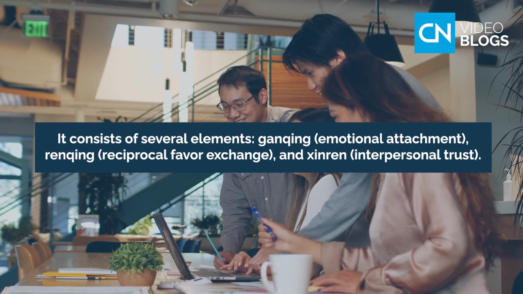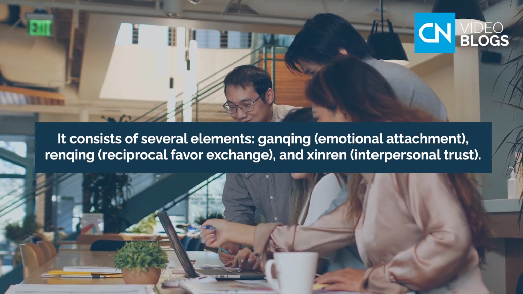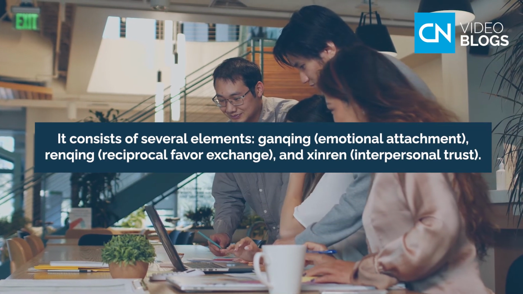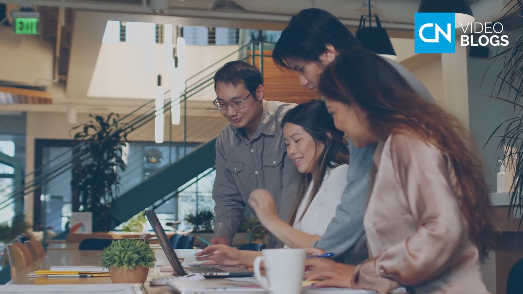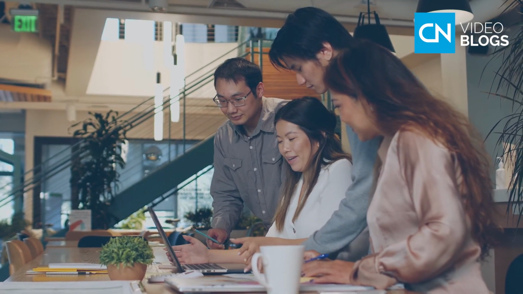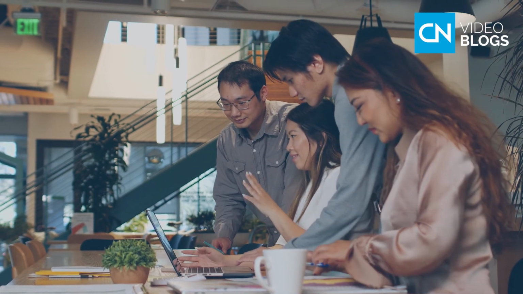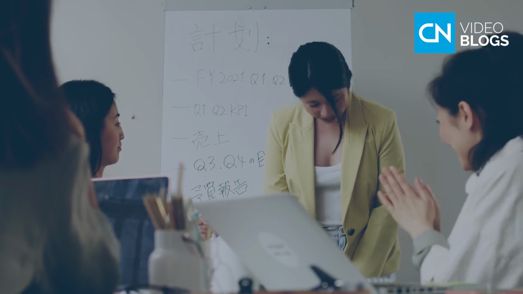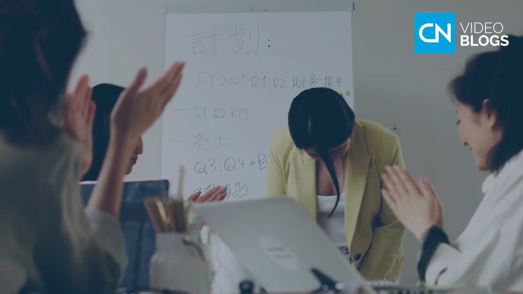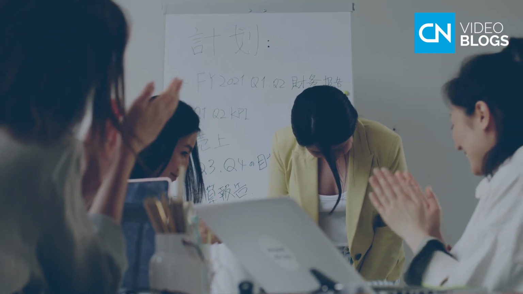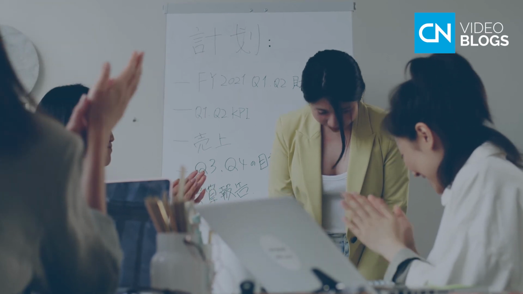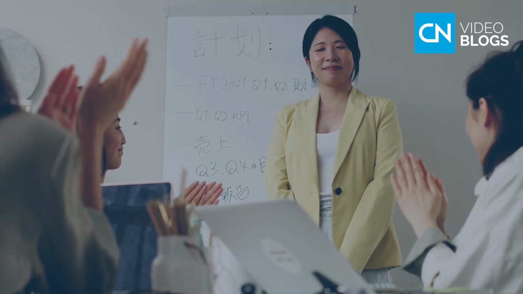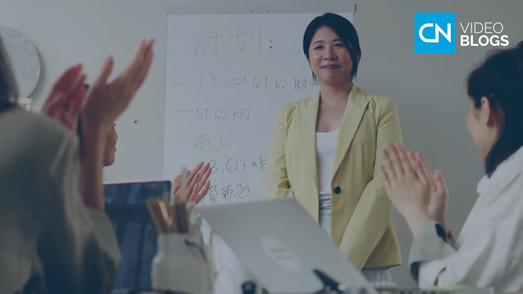It consists of several elements: ganqing, emotional attachment; renqing, reciprocal favor exchange; and xinren, interpersonal trust. A concept related to guanxi is called mianzi, or face, and it is equally important within the Chinese social or business context. Mianzi is a manifestation of a desire to retain social stability, place in hierarchy, respect, prestige, and not to be embarrassed in social situations. Individuals can lose their face by being directly criticized by someone, or showing emotions publicly.